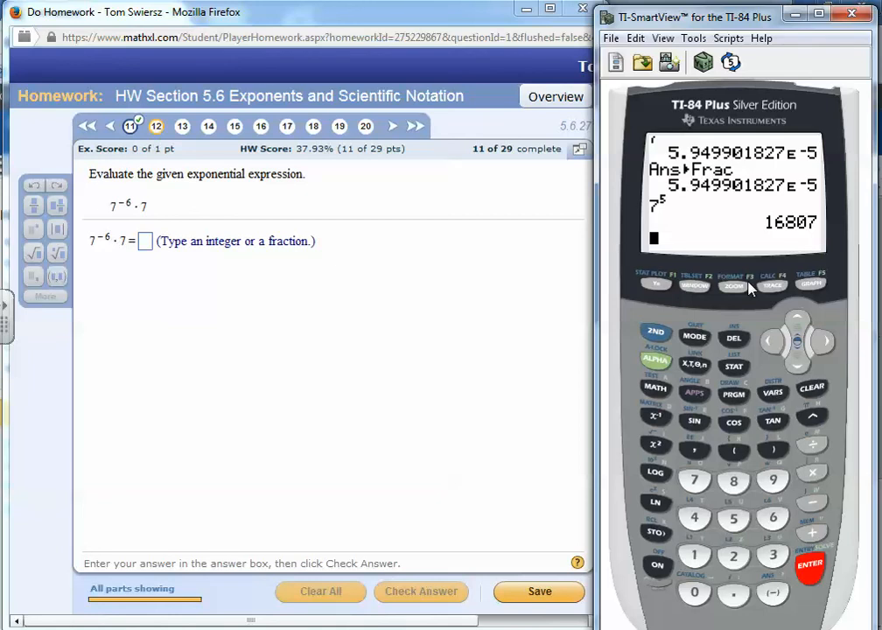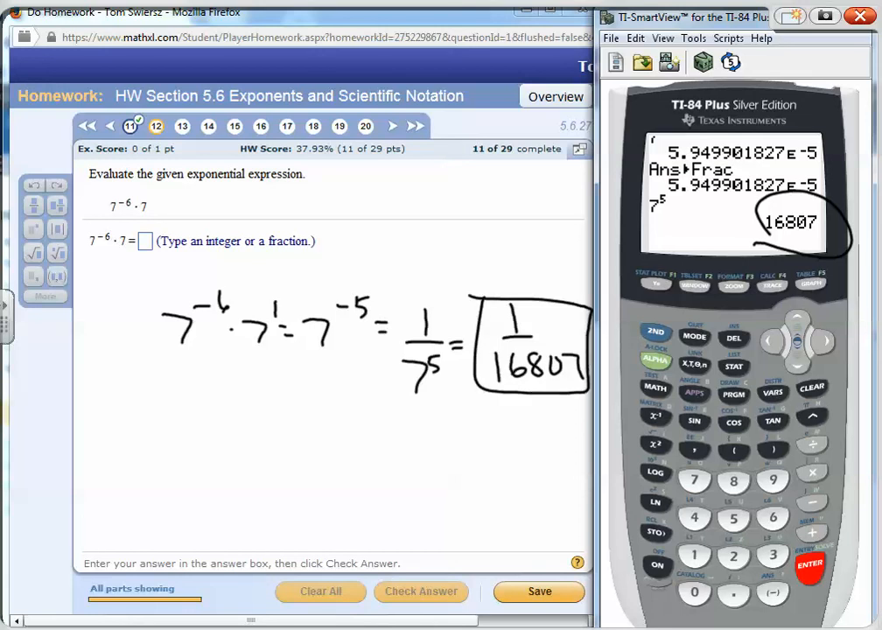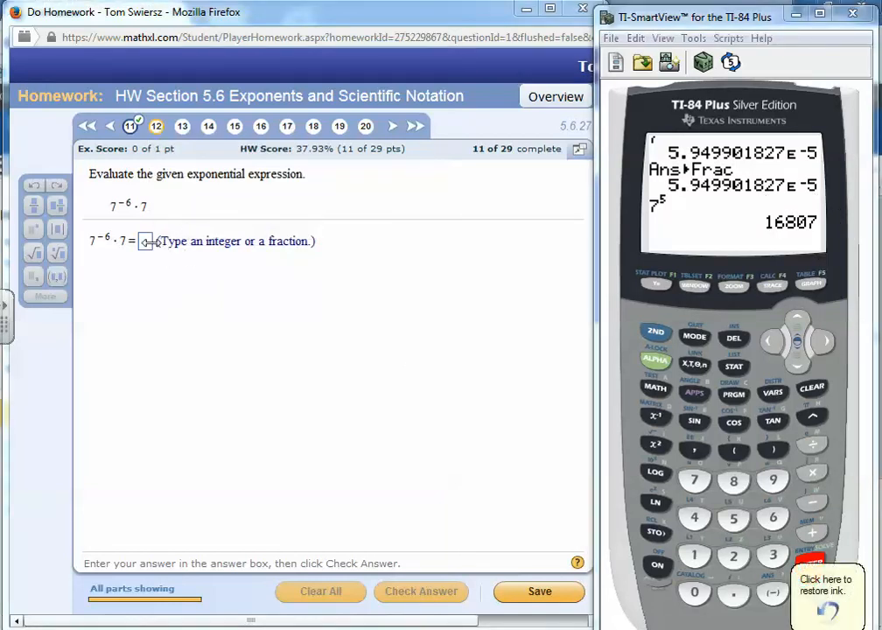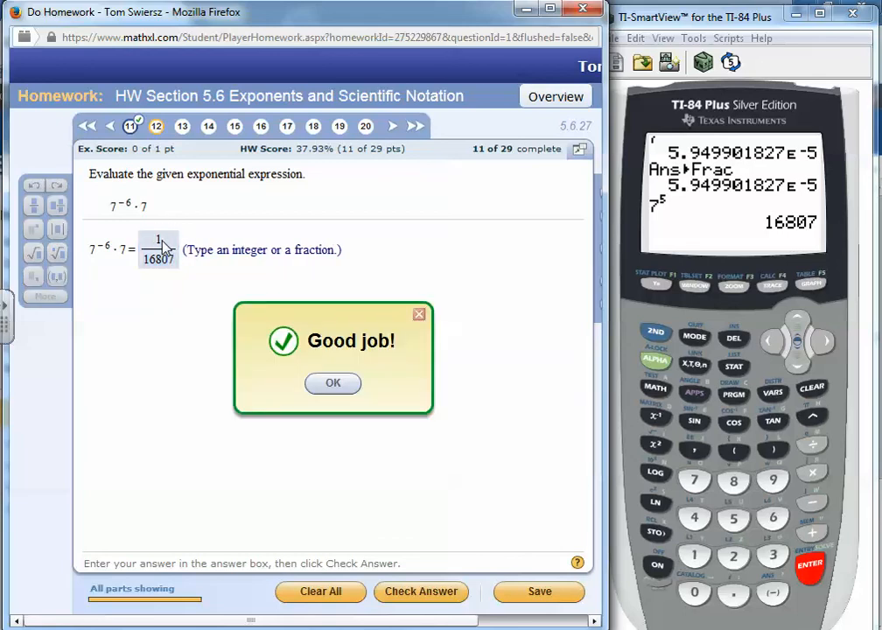which is 16,807, right? So see, what I'm doing is, you did 7 to the negative 6 times 7 to the 1st is 7 to the negative 5th, which is 1 over 7 to the 5th. 7 to the 5th is 16,807. So we can do it that way. Okay, so we can still get our answer using our calculator. So that's good news. So we'll go ahead and put in 1 over 16,807, and that is the correct answer.